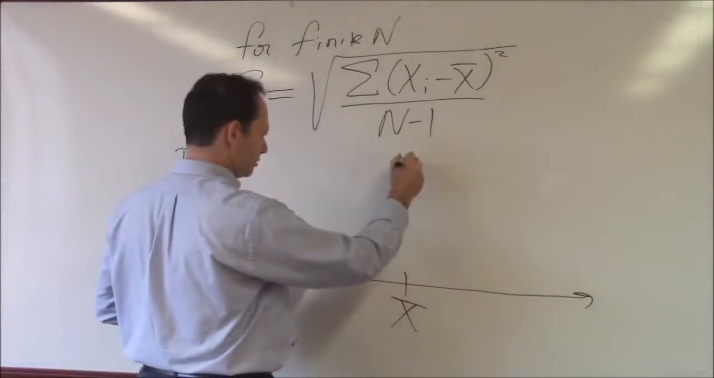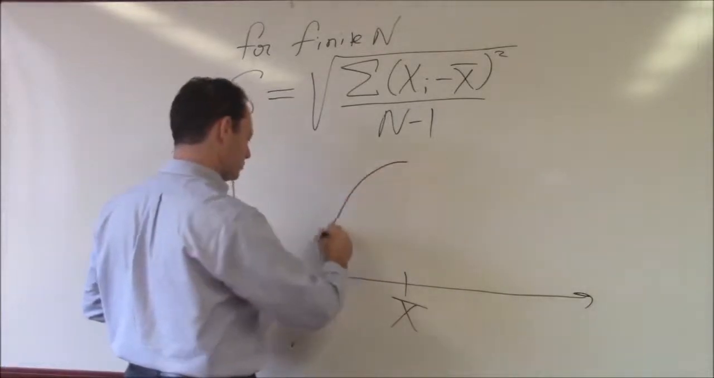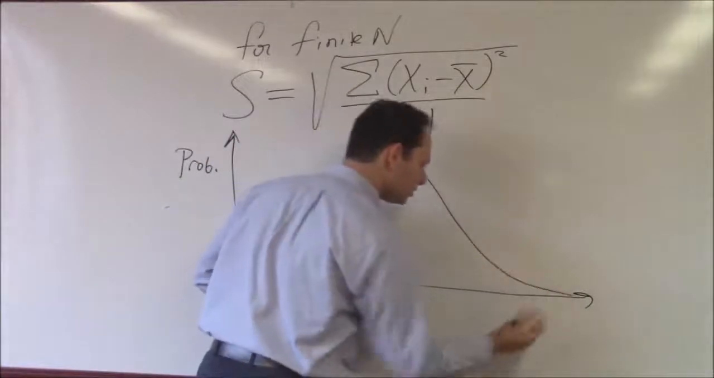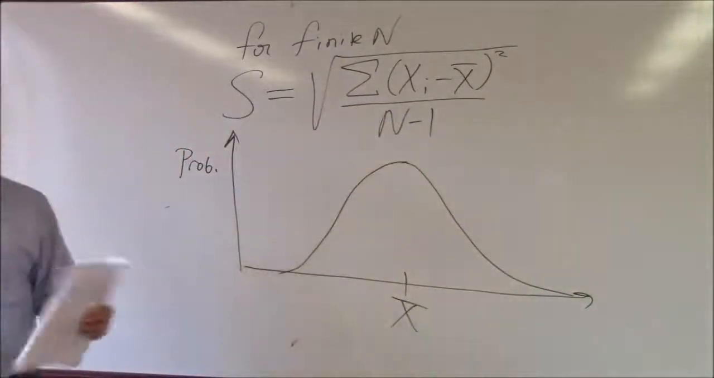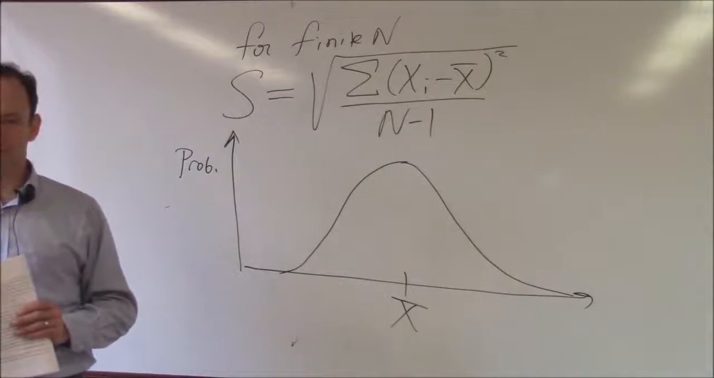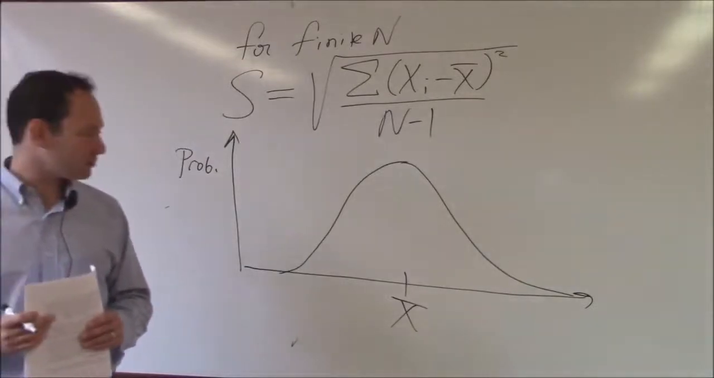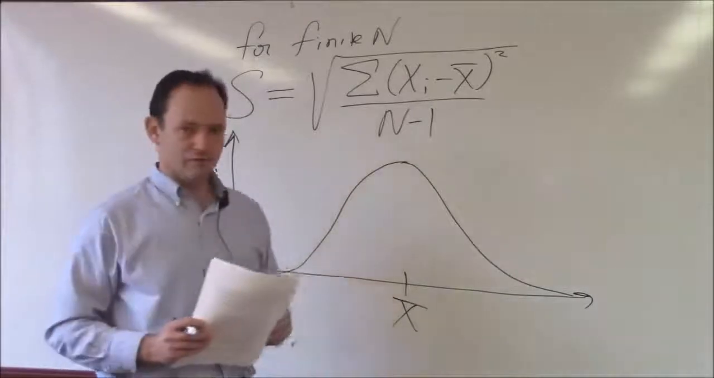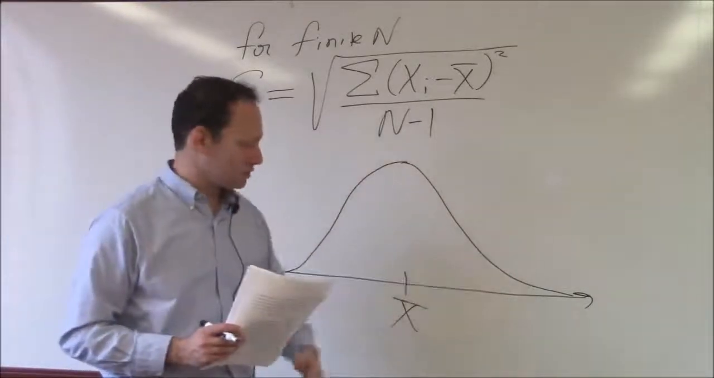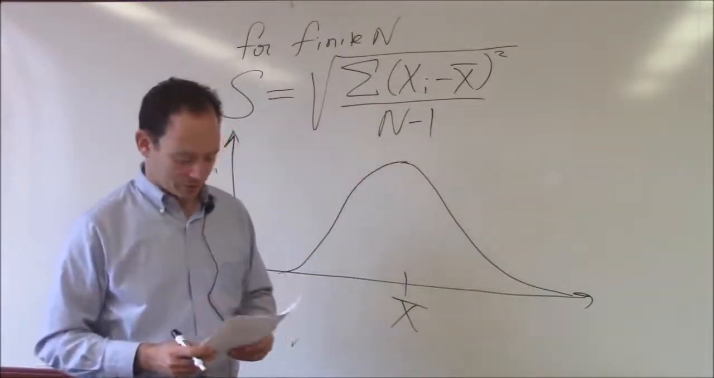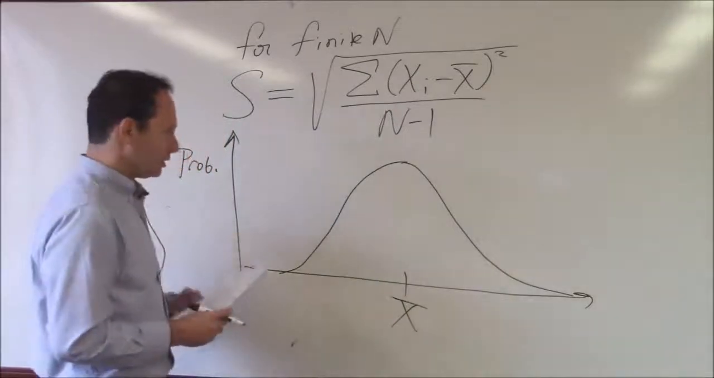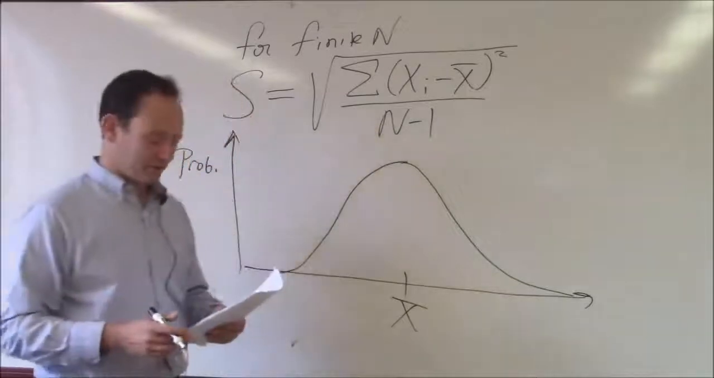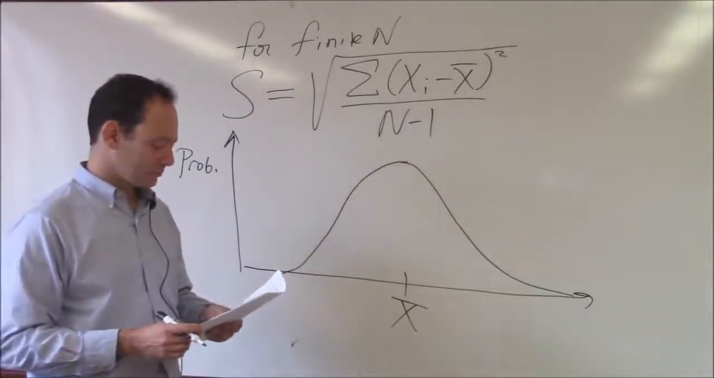Probability peaks here at the mean, and it drops off in a bell curve for many distributions, many actual experiments. This is what you observe. High probability of getting values near the mean, low probabilities of getting values far away from the mean. So S helps us measure how wide this distribution is.